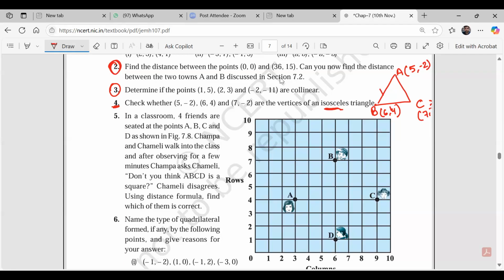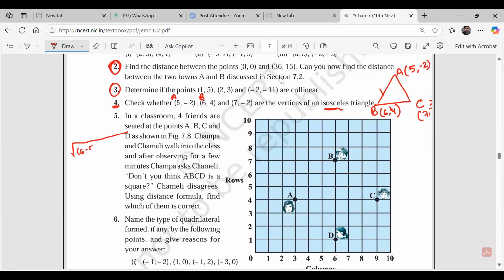So we will find the distance between AB, we will find the distance between BC, and we will find the distance between CA, and we will check two distances. Are we getting the same? This is your A, this is your B. While finding AB, again we will be using the same formula, under root x2 minus x1 whole square plus y2 minus y1 whole square. So I am writing it directly.